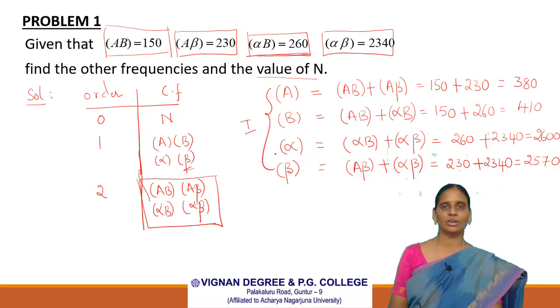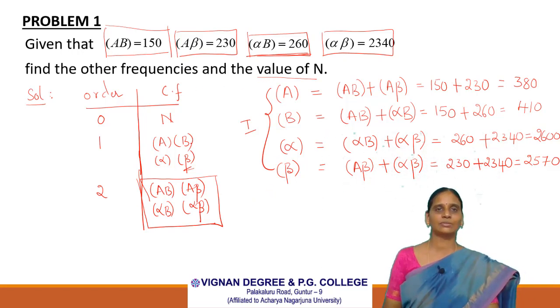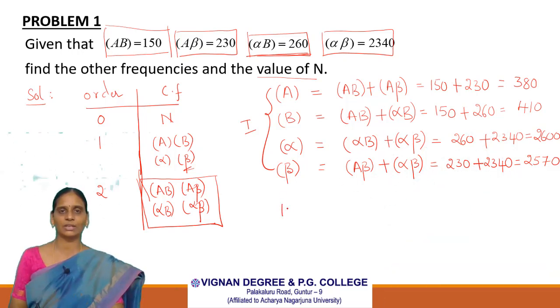Now the 0th order class frequency is capital N. We have to find out capital N. Capital N value is obtained from the sum of any two complementary attributes, that is frequency of A plus frequency of alpha, or capital N is equal to frequency of B plus frequency of beta.